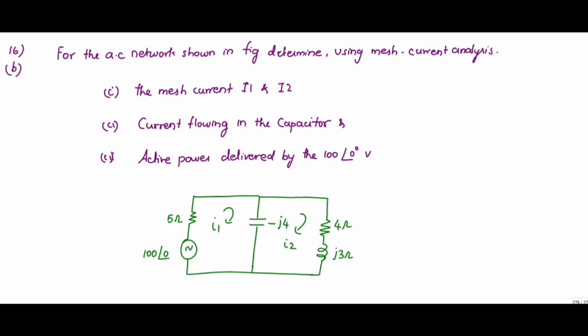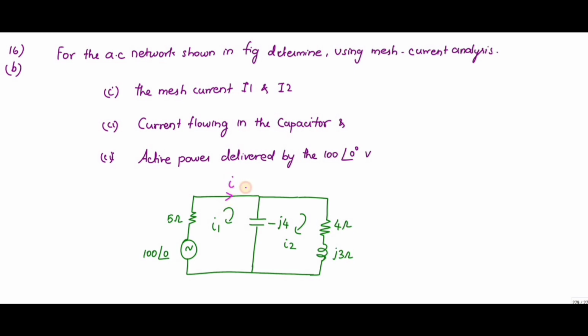So the first problem is for the AC network, which is shown in the figure. Determine, using mesh current analysis, the mesh currents I1 and I2, the current flowing through the capacitor, and the active power which is delivered by the 100 volt AC source.